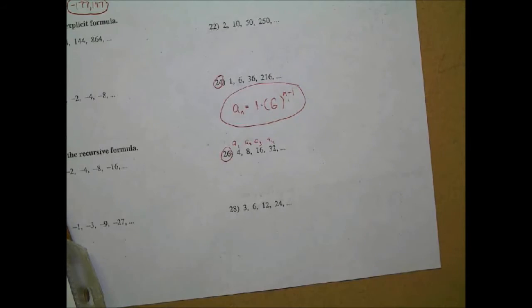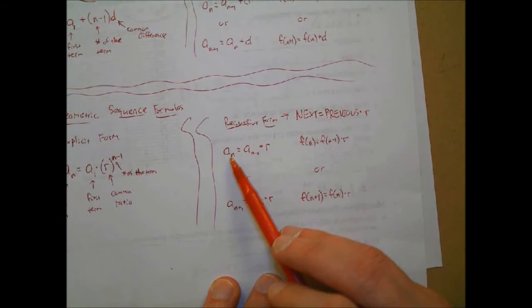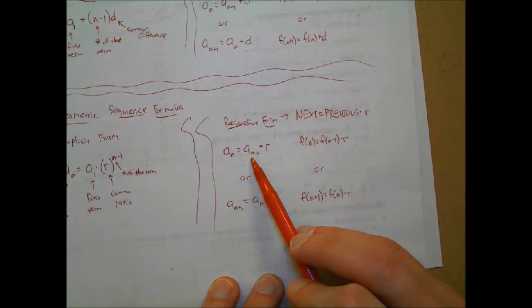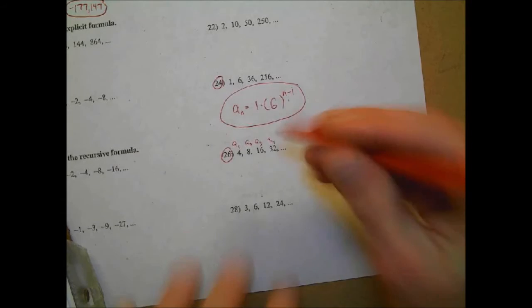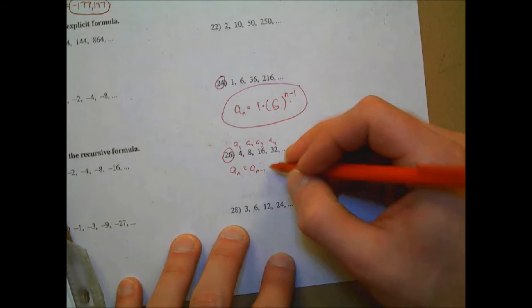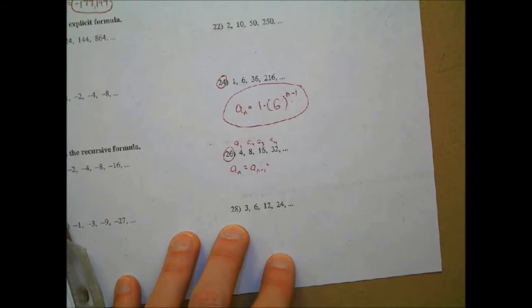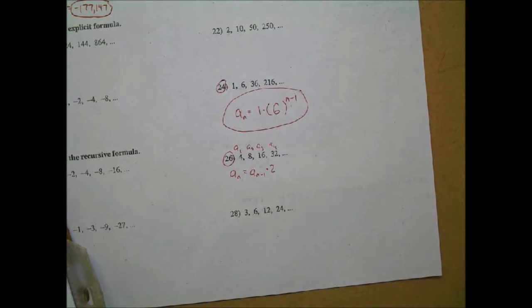Here's how we're going to do this. Let's look at these recursive formulas. To find my next term, I need to take my previous term and multiply by the common ratio. So that's easy. What's the common ratio here? 2. That's it. We're done.